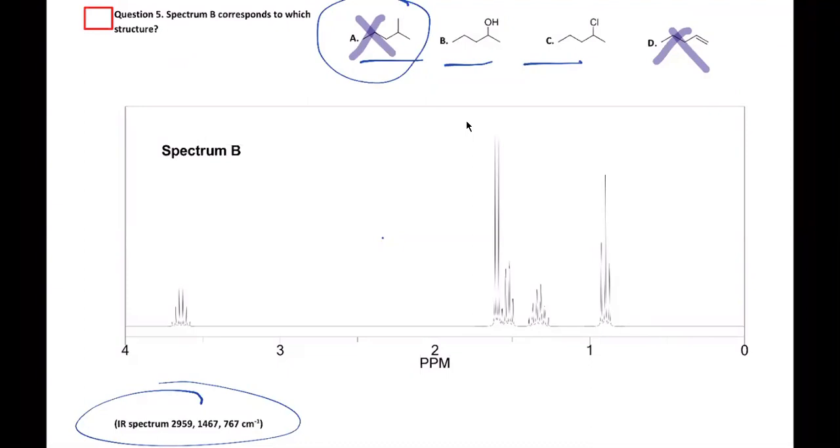Now let's see if we can pick out the protons. All right, so this is C. How many signals should we see for that? 5. So we should see 1, 2, 3, 4, 5.